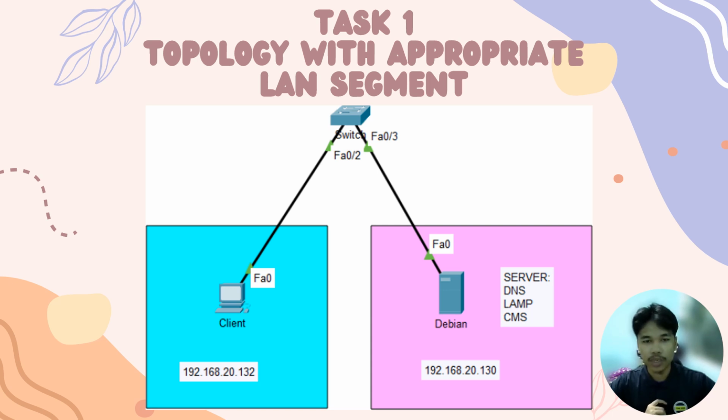First thing first is task 1, which is create topology with appropriate LAN segment. As one can see, this is our topology that we create using Packet Tracer. We have switch, client, and Debian server.